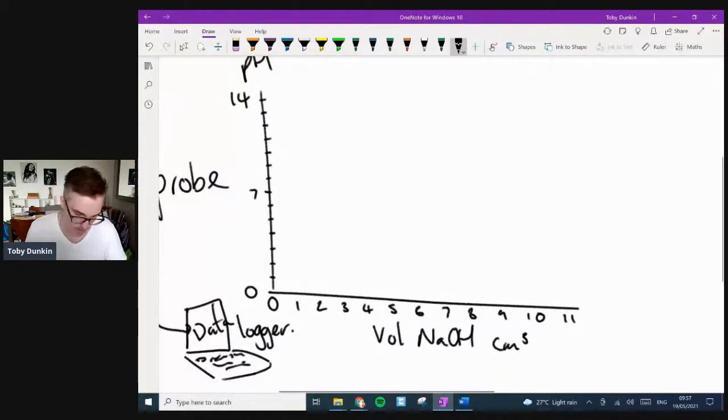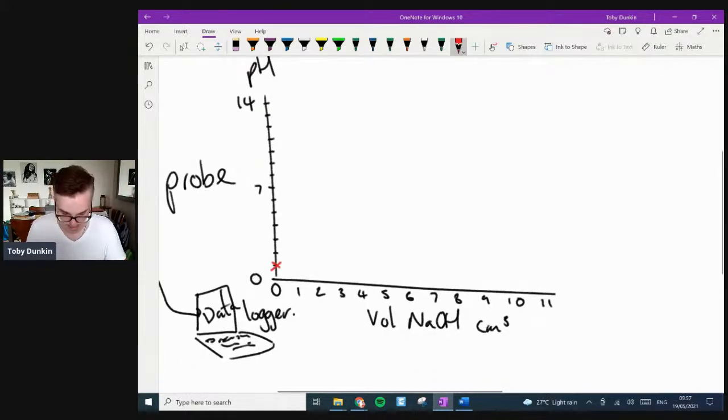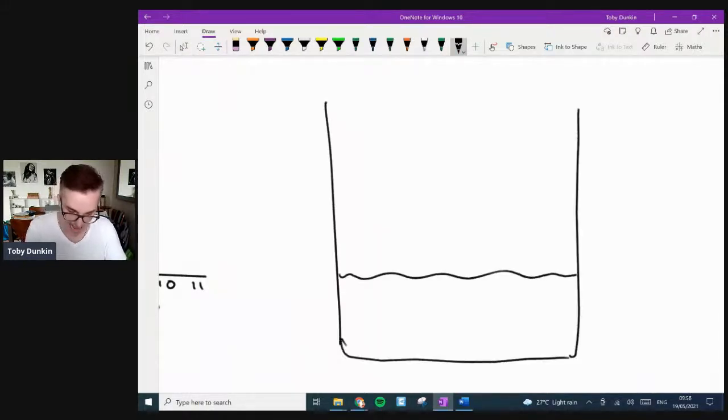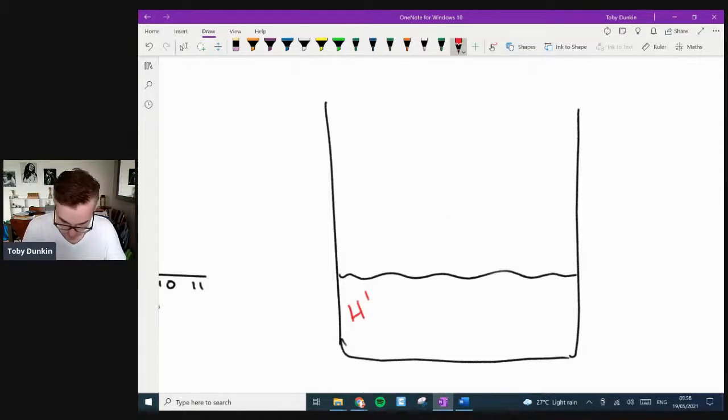Right, now what's going to happen is we're going to be starting off in acidic conditions, right down there at pH 1. We haven't added any sodium hydroxide. Let's look at why that is. Let's look at what the beaker now looks like. It has loads and loads of H pluses floating around. This is what hydrochloric acid looks like, by the way: H plus, Cl minus.